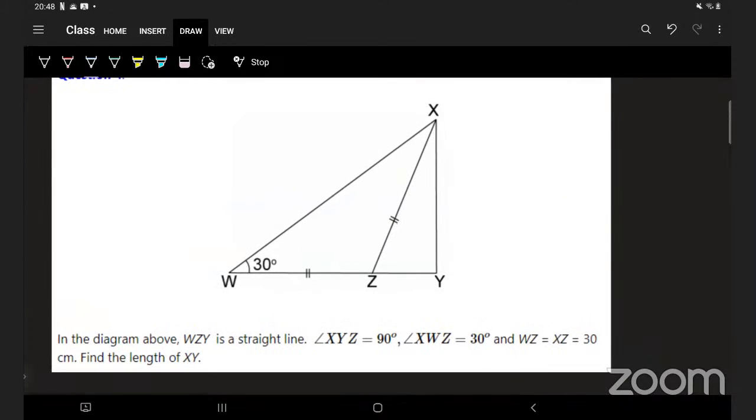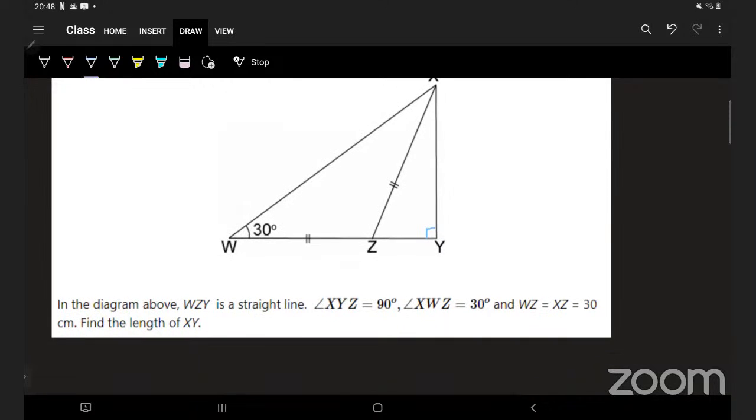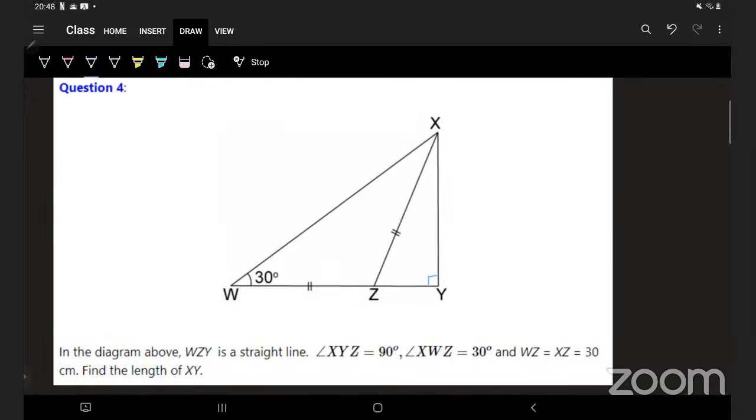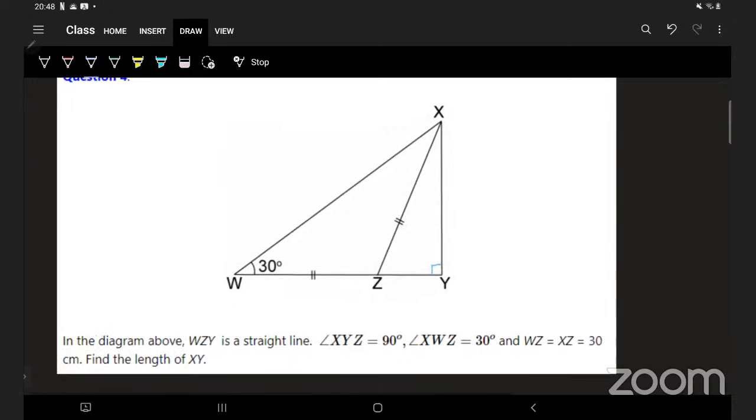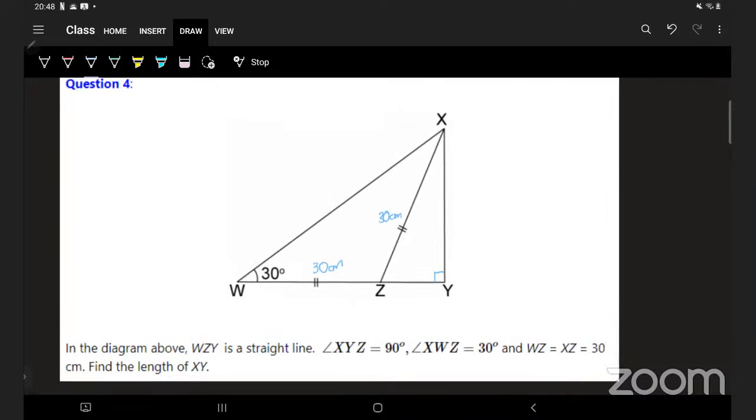In the diagram above, WZY is a straight line, and angle XYZ is equal to 90 degrees. So XYZ means the angle here should be 90 degrees. Angle XWZ, so here to here to here, is equal to 30 degrees, and WZ is equal to XZ, which is equal to 30 cm. So we can label both of these 30 cm. Now they want us to find the length of XY.